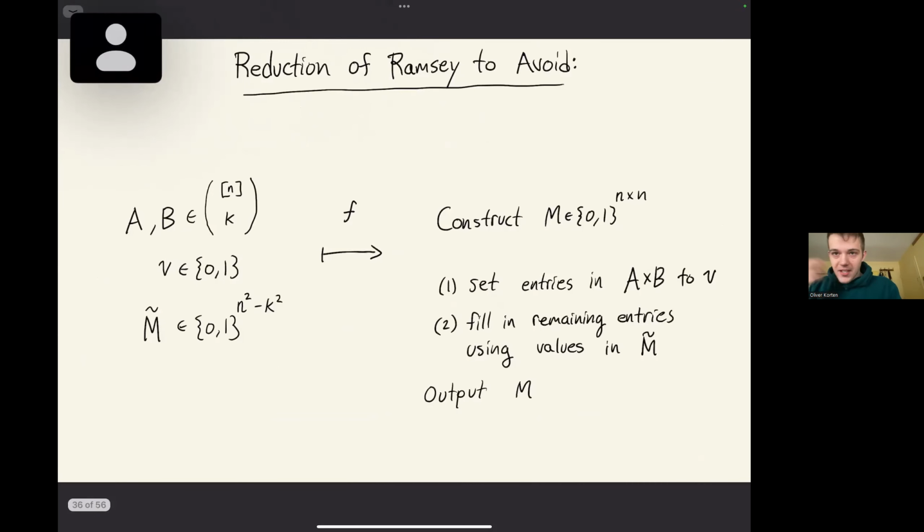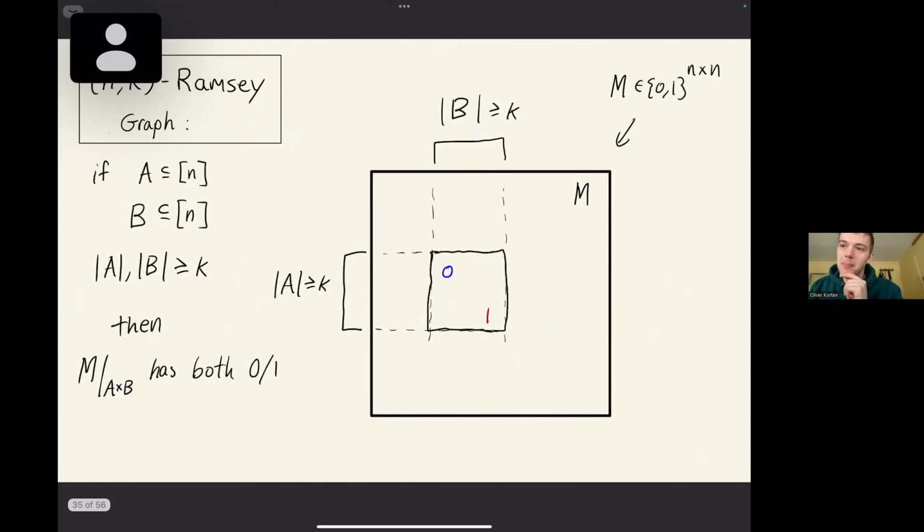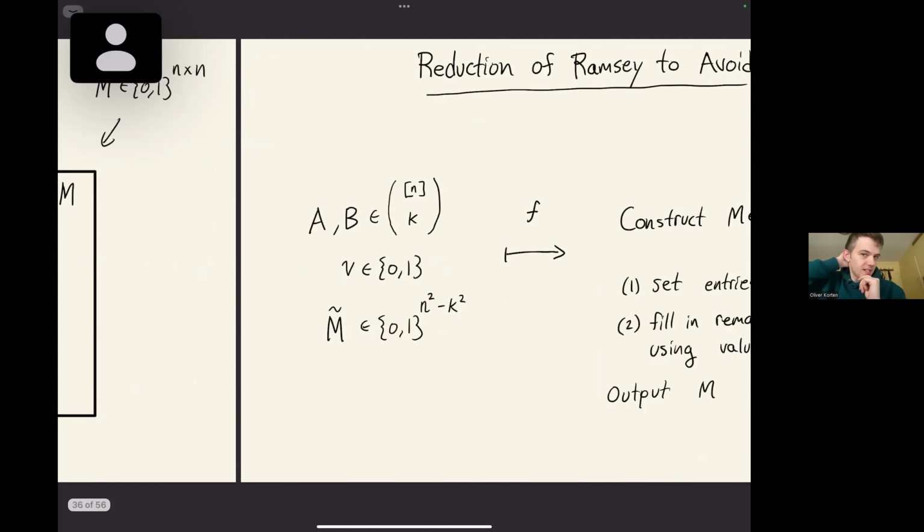The idea is very simple. If it's not a Ramsey graph, then there exists some pair A and B, so that this rectangle is entirely covered with zeros or entirely covered with ones. And we're just going to use those A and B to compress this whole matrix to have a shorter representation. So what is the compressed representation?